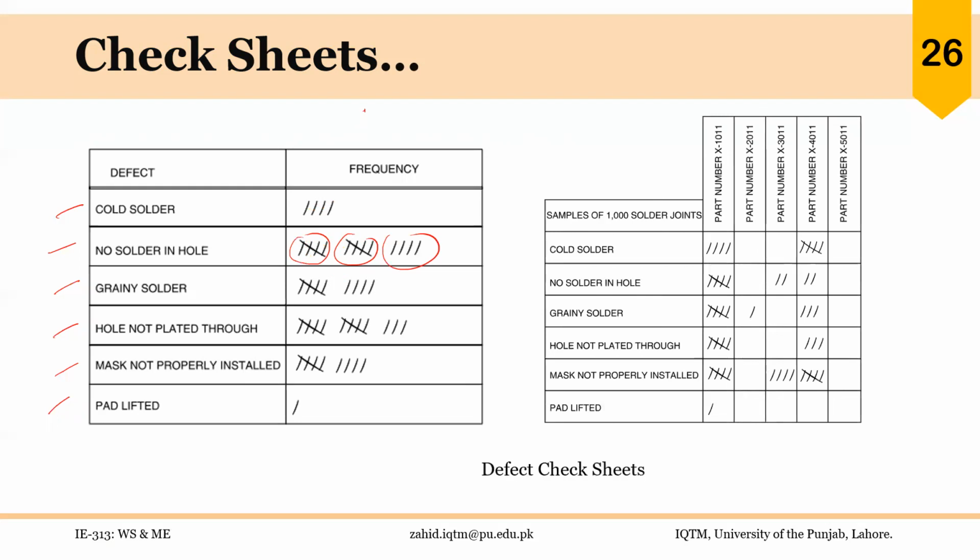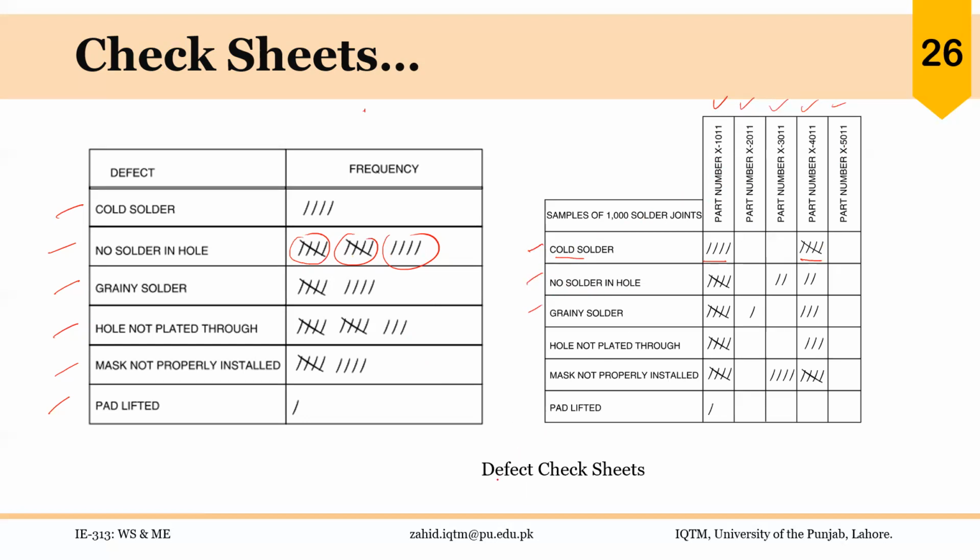This is also a check sheet, but here we have further classified the problem with respect to part number in the product family. So we can identify, for example, cold soldering problem occurred 4 times in part 1011 and 5 times in part 4011 and so on. So it could have different variants, different formats, but the basic idea is to count the number of problems either in a product family or individual products.